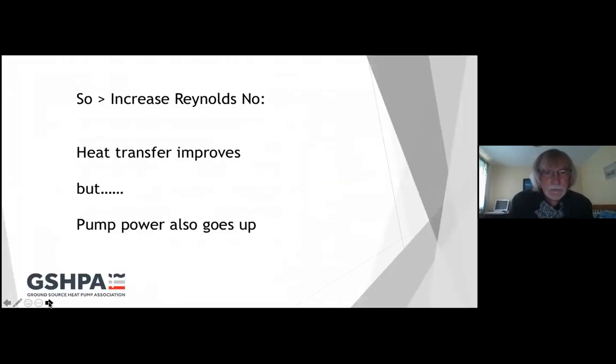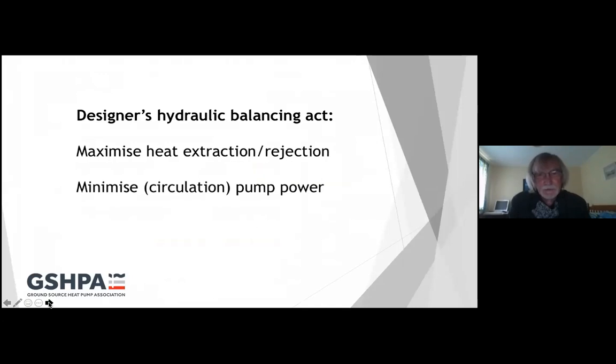So the simple message is that as we increase the Reynolds number, the heat transfer improves, but the pump power goes up. So the challenge for the designer is you've got to try and maximize the heat extraction or rejection for cooling while you minimize the circulating pump power.